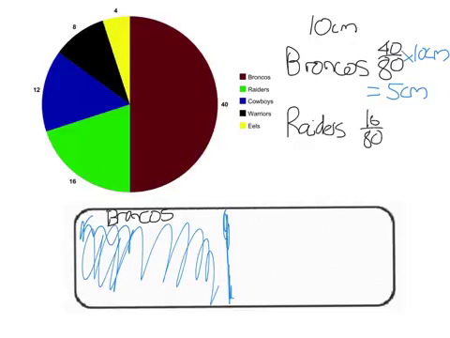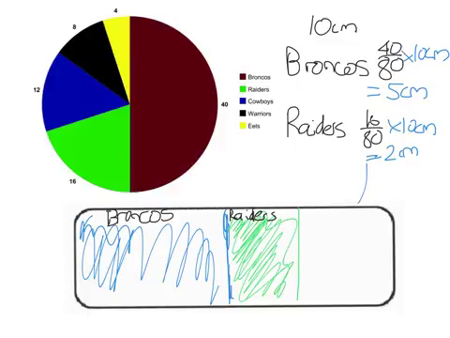Next for the Raiders, so they were 16 over 80. And again, I'm just going to times that not by 360 degrees, but by 10 centimetres, because that's the length of the bar. I'm finding 16/80ths of 10 centimetres. Okay? And that just turns out to be 2 centimetres. So that's the area that I'm going to devote to the Raiders. And I keep going. So for the Cowboys, that was 12 over 80, and I times that by 10 centimetres, and I get 1.5 centimetres. For the Warriors, they were 8 over 80, so that is 1/10, or 8 over 80 times 10 centimetres. I get 1 centimetre for that, and 0.5 centimetres for the Eels.